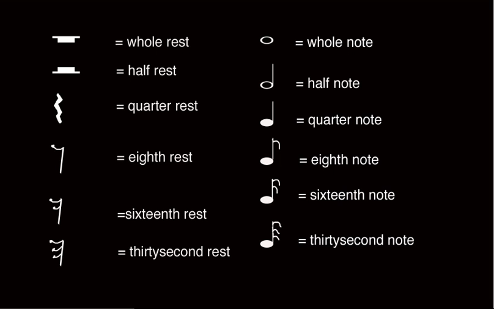Here you can see a whole rest has the same value as a whole note. Half rest has the same value as a half note. A quarter note has the same value as a quarter rest. Eighth rest has the same value as the eighth note. 16th rest has the same value as the 16th note. And the 32nd rest has the same value as a 32nd note. So the concept is the same as when we applied it to the note values.